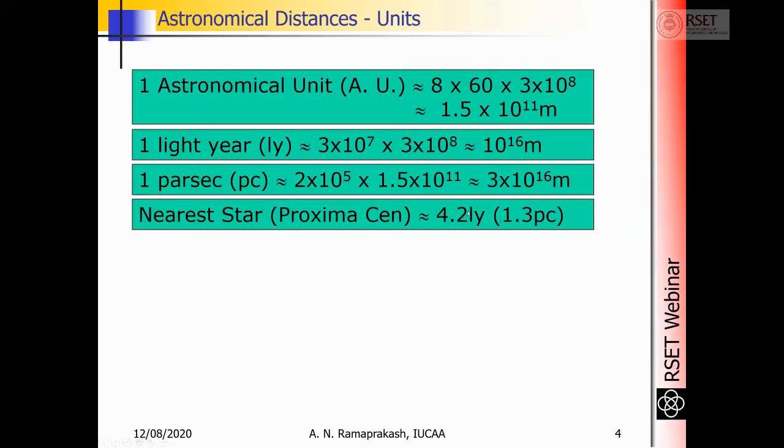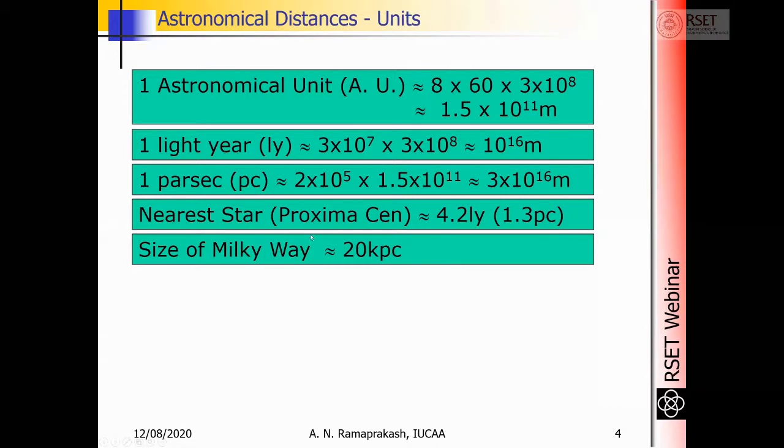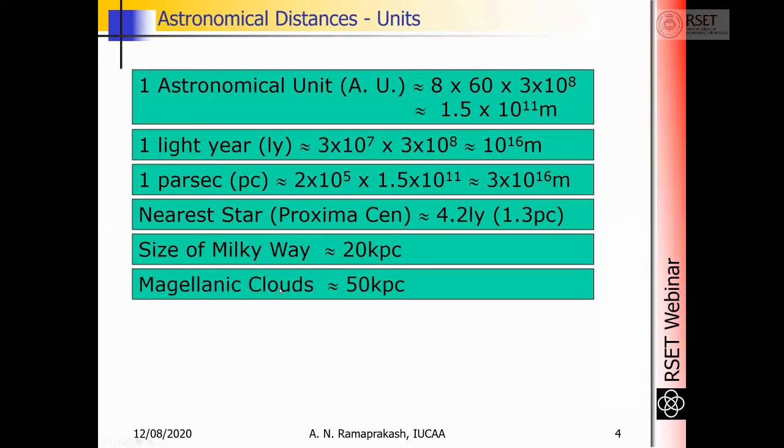Distance to that, so that star is about 4.2 light years or about 1.3 parsecs. The size of our galaxy itself, the Milky Way galaxy, is 20,000 times that, 20,000 parsecs. So if the nearest star to the sun is about a parsec away, our galaxy is 20,000 times larger than that. The distance to the nearest small galaxies, called the Magellanic Clouds, to our galaxy is about 50,000 parsecs.